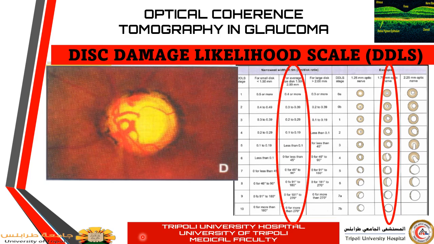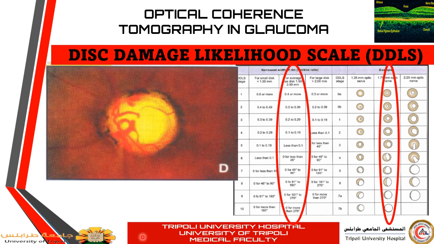In the first 4 stages, it depends on the rim disc ratio from 0.4 to 0.3 to 0.2, then 0.1. From stage 5, there will be no more rim, so the rim will be equal to 0. So in this stage and beyond, it depends on how many degrees of the disc the absence of the rim occupies. Is it 45 degrees of absent rim, or 90 degrees, or 180 degrees, and so forth?